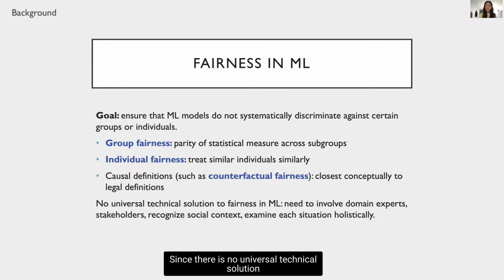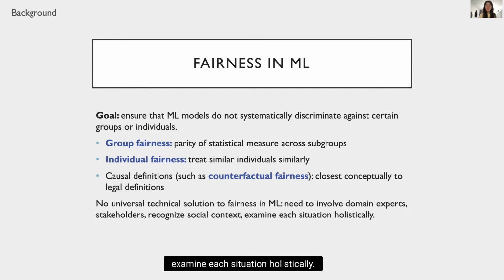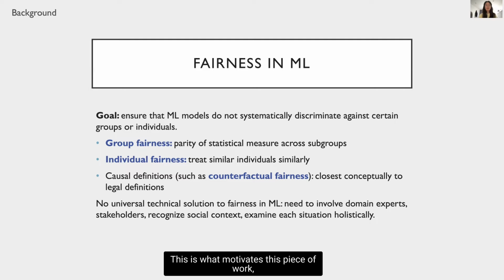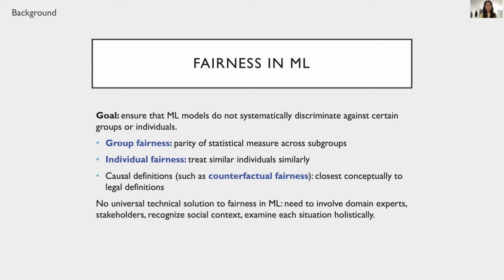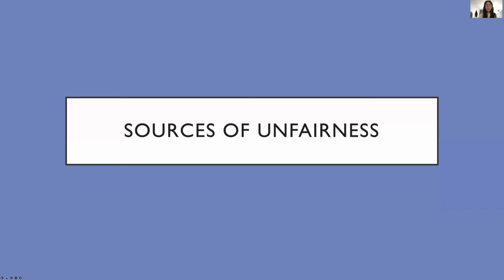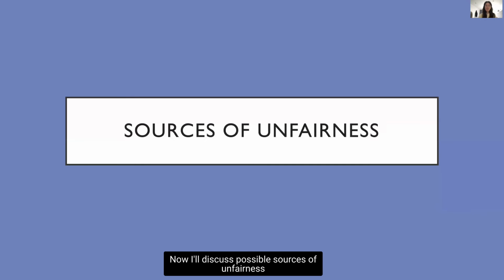Since there's no universal technical solution to fairness in machine learning, the path forward is to involve domain experts and affected stakeholders, and to recognize social context and examine each situation holistically. This is what motivates this piece of work, which is to initiate discussions of what fair machine learning for clinical trials should look like. Now I'll discuss possible sources of unfairness to illustrate where further advancement of trial designs and implementation of fair machine learning can contribute towards more ethical clinical research.